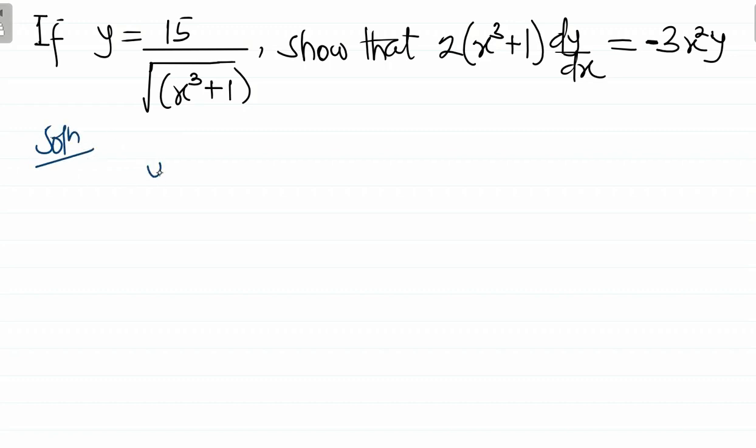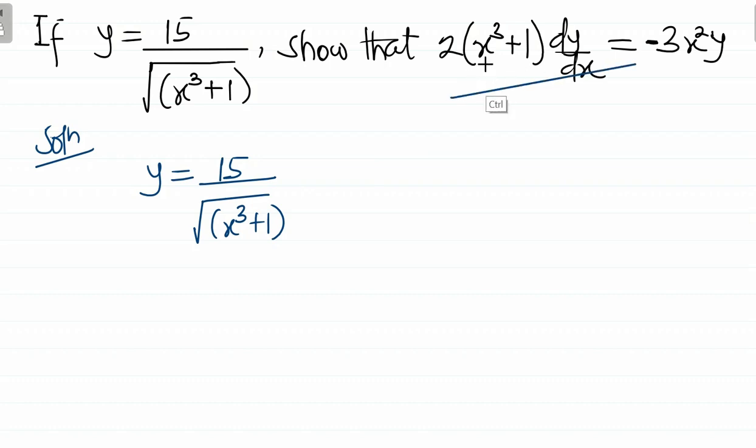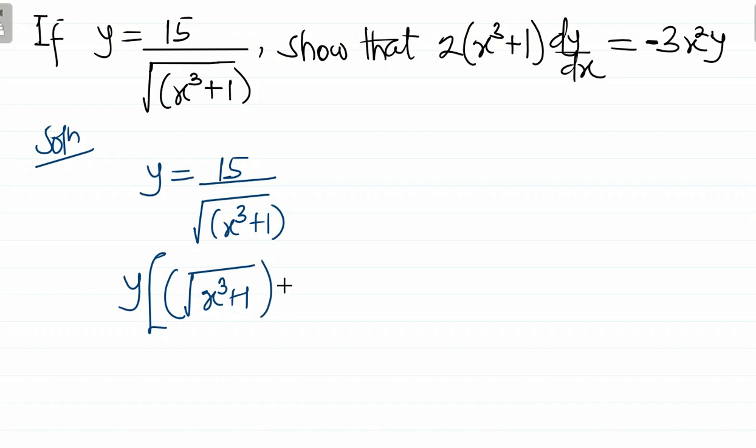So I have my function or my question as y is equal to 15 divided by the square root of x³ plus 1. You want to show that the differential of this is equal to what we have here. In an instance like this, just like we did earlier on, we have to clear the fraction by cross multiplying. So in cross multiplying, that gives us y multiplied by the function in brackets, square root of x³ plus 1, which is equal to 15.